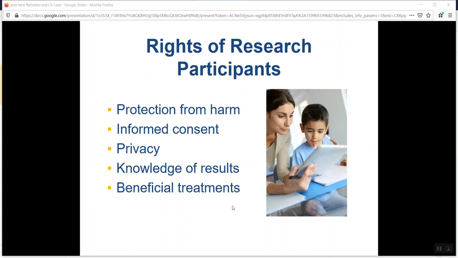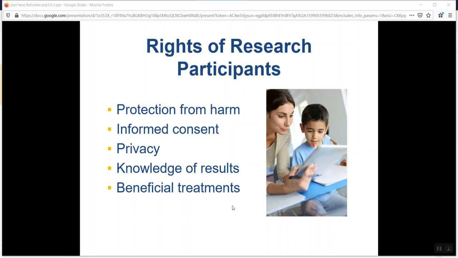You need to maintain the privacy of your subjects, so you can release the results. Group A had this effect, Group B had this effect, but you would never reveal the individual information about your subjects. And after the conclusion of the study, the subject should have access to those results. And if the treatment was shown to be effective, that effective treatment should be offered to the members of the control group who didn't get any of the actual medication.